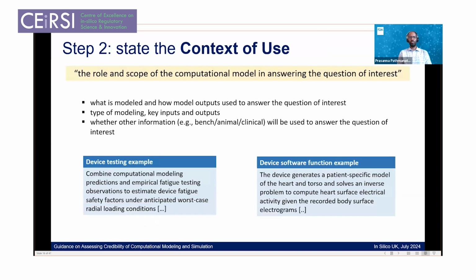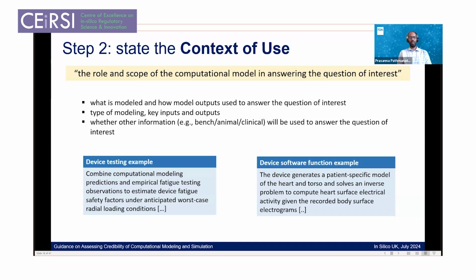Step 2 is state the context of use, which is the role and scope of the computational model in answering the question of interest. So this should be a paragraph or a few paragraphs describing what exactly is modeled and how model outputs are used to answer the question of interest. So type of model, key inputs and key outputs. And it should also say whether any other information will be used to answer the question of interest. Will the model be combined with bench test data or animal clinical data, or will it be the only source of information? And here, it's worth considering the two different cases.